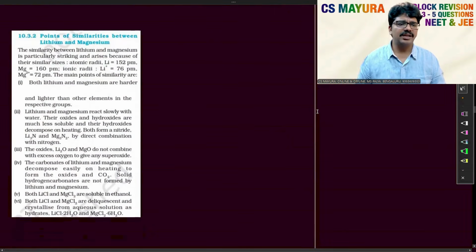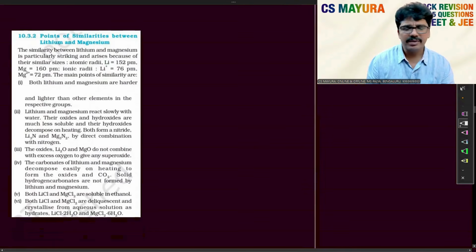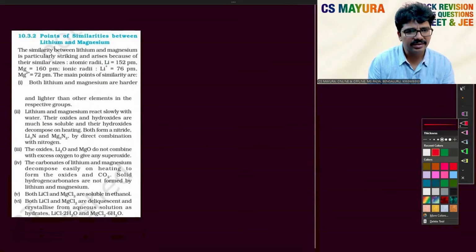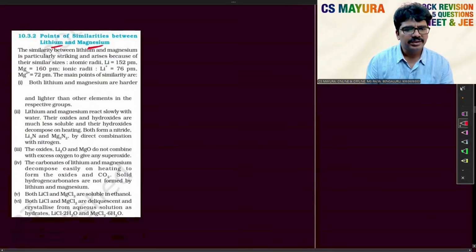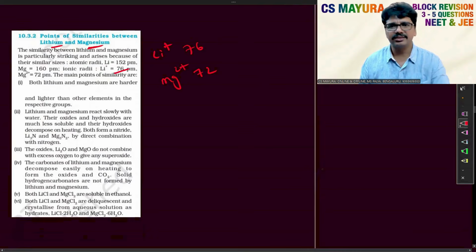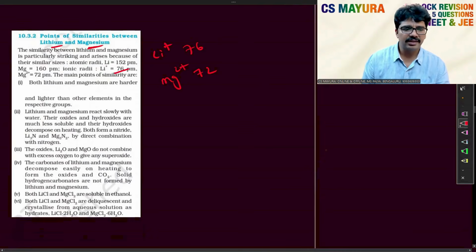Coming to some similarities between lithium and magnesium. See, the Li+ ionic radius is what? 76 picometers. And the Mg2+ ionic radius is what? 72 picometers. So these are approximately the same. That is due to the diagonal relationship, right?